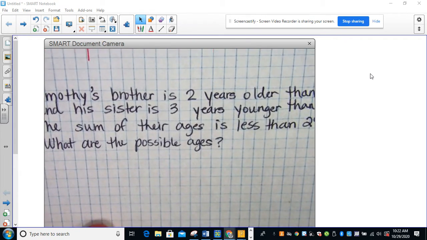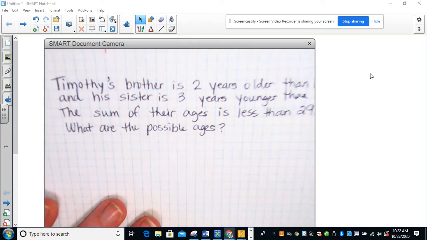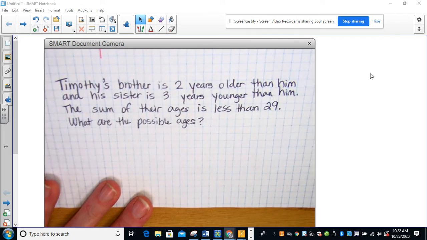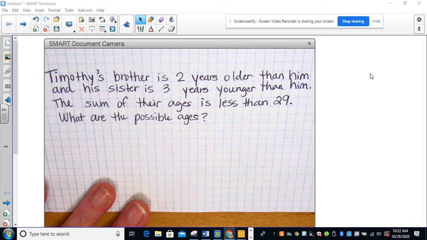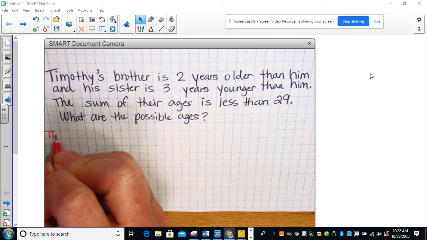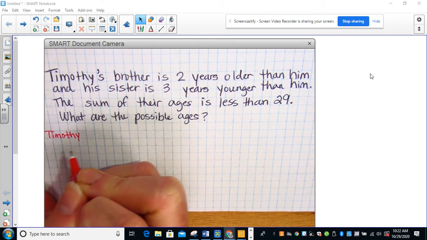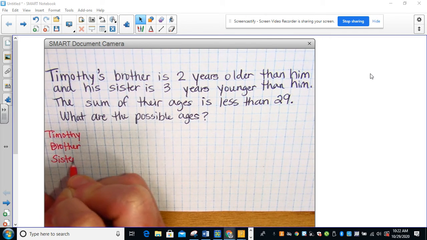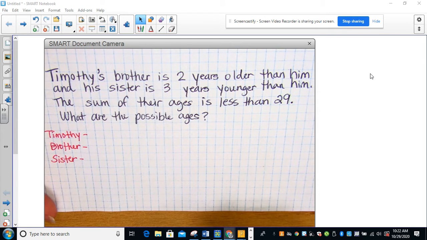Now we have a word problem. So I'm going to zoom out a little bit so you can see this whole word problem. It says, Timothy's brother is 2 years older than him, and his sister is 3 years younger than him. The sum of their ages is less than 29. What are the possible ages? So we have Timothy and the brother and the sister. And I suggest writing it out just as I'm doing.